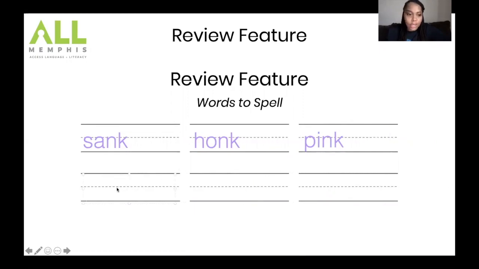All right. Our next word was think. You should have spelled it like this. Th-ink. Think. Awesome job. All right. Our last word was junk. You should have spelled it like this. Junk. Way to go. You guys did great. Now let's read these words one more time.